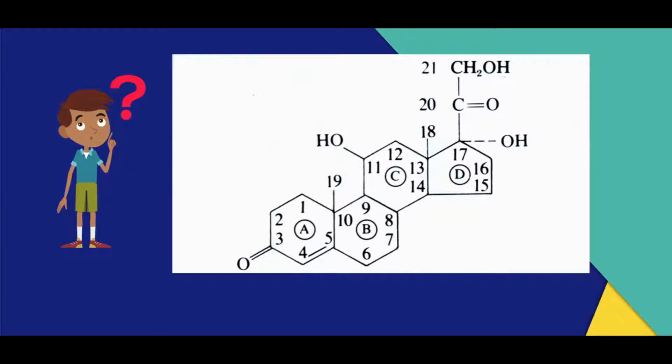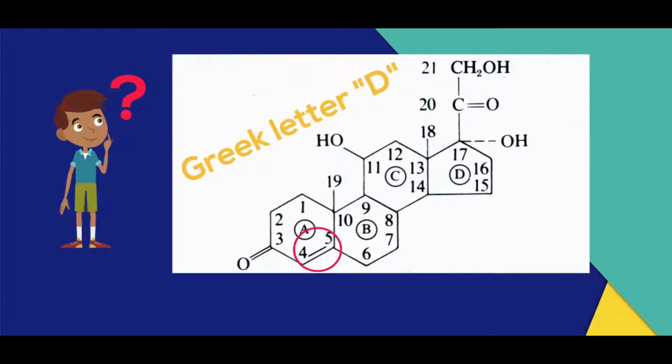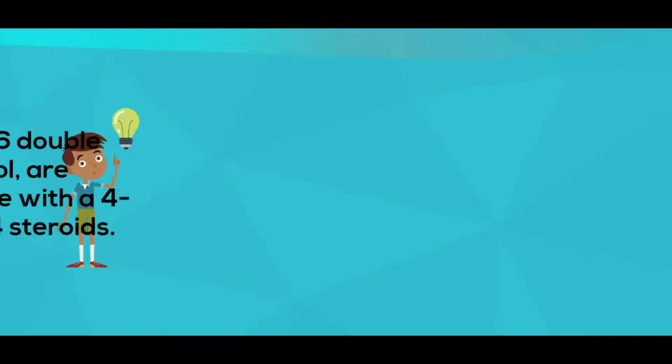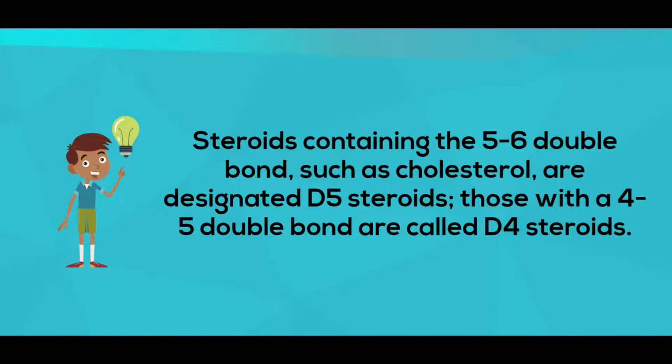Sites of unsaturation, such as double bonds, are often referred to using the Greek letter delta. Thus, steroids containing the 5,6 double bond, such as cholesterol, are designated delta-5 steroids. Those with the 4,5 double bond are called delta-4 steroids.